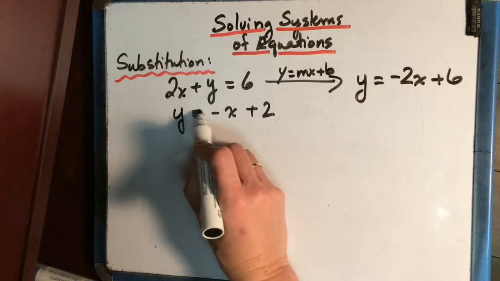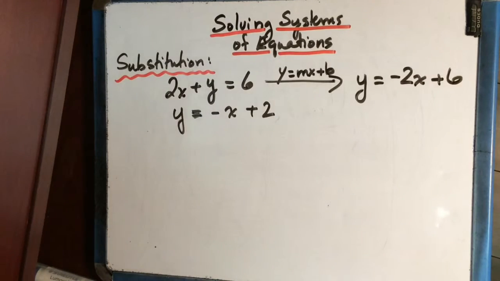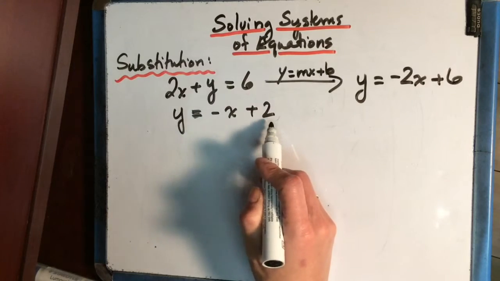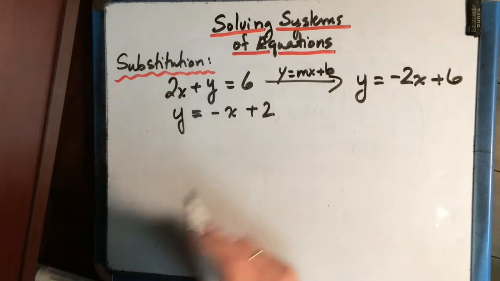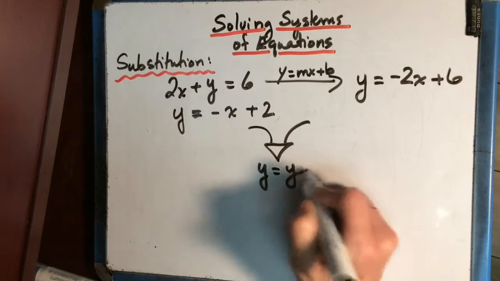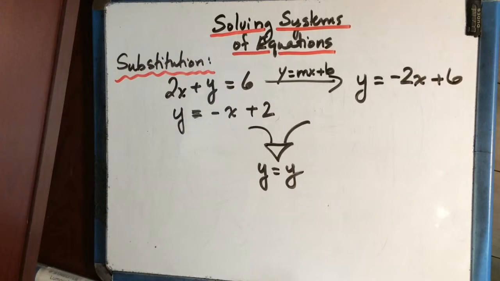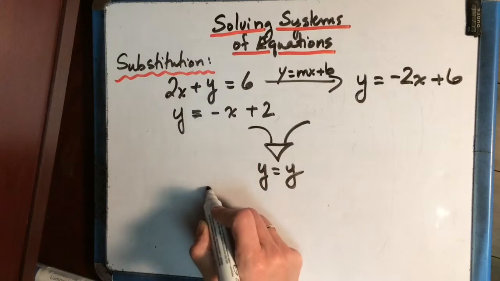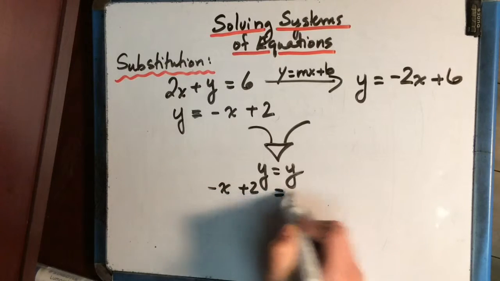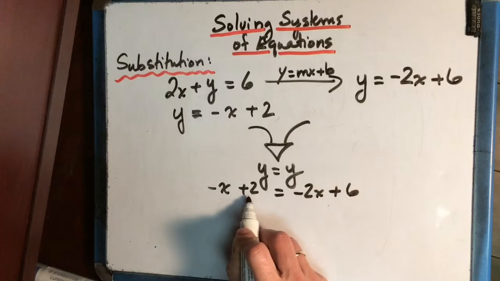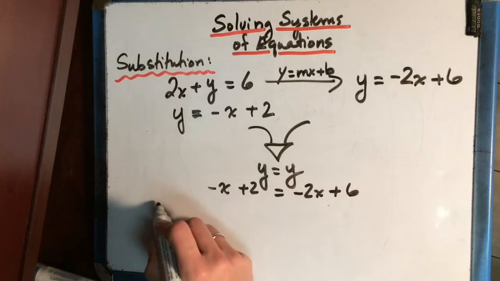Now I have both of these equations. And what I want to look at is y equals negative 2x plus 6 and y equals negative x plus 2. At some point, both x's and both y's are the same. So I can say to myself, y is equal to y. This is the y I'm looking for when both cross each other. So I can replace this here, negative x plus 2, and replace this here, negative 2x plus 6, and solve for x.